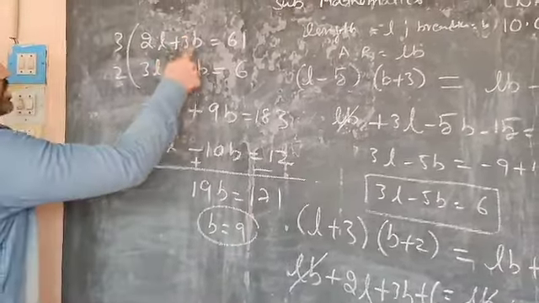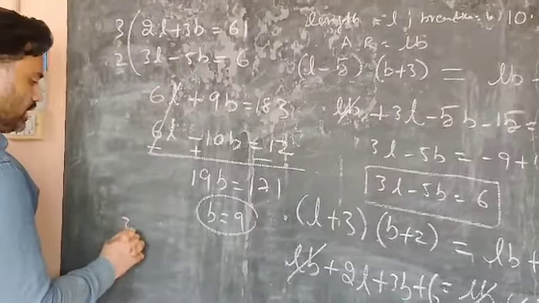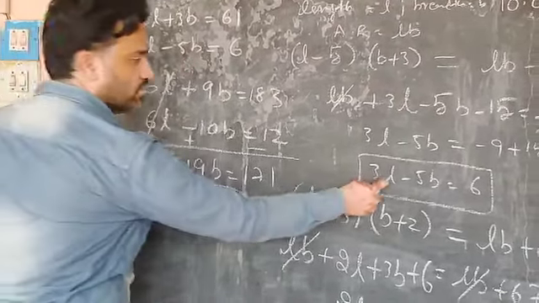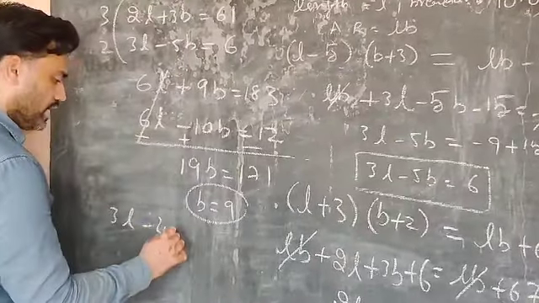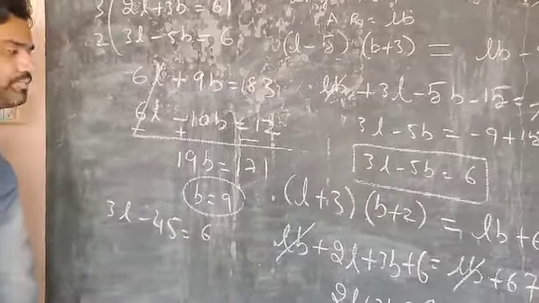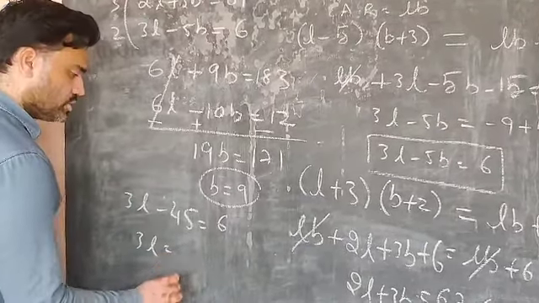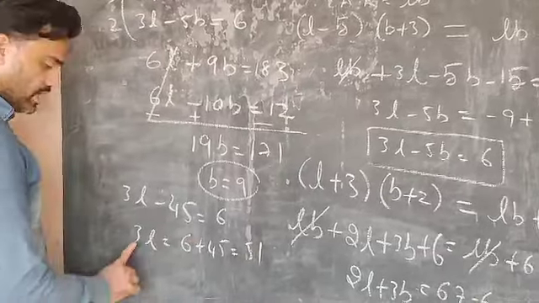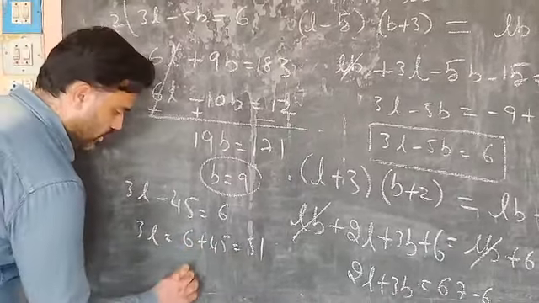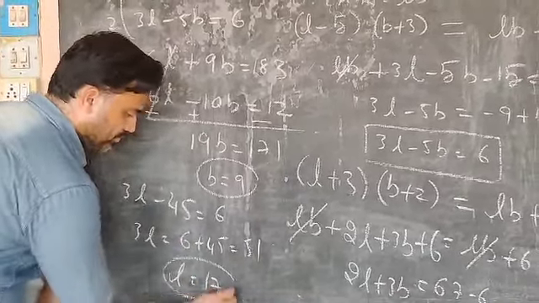So now substitute it in any one of the equations. So 3L, I am substituting in the first equation. 3L, 5 into B, B is 9. So minus 5 into 9, 45, is equal to 6. So 3L is equal to 6 plus 45. How much? 51. 17 3s are 51. Therefore L is equal to 17.